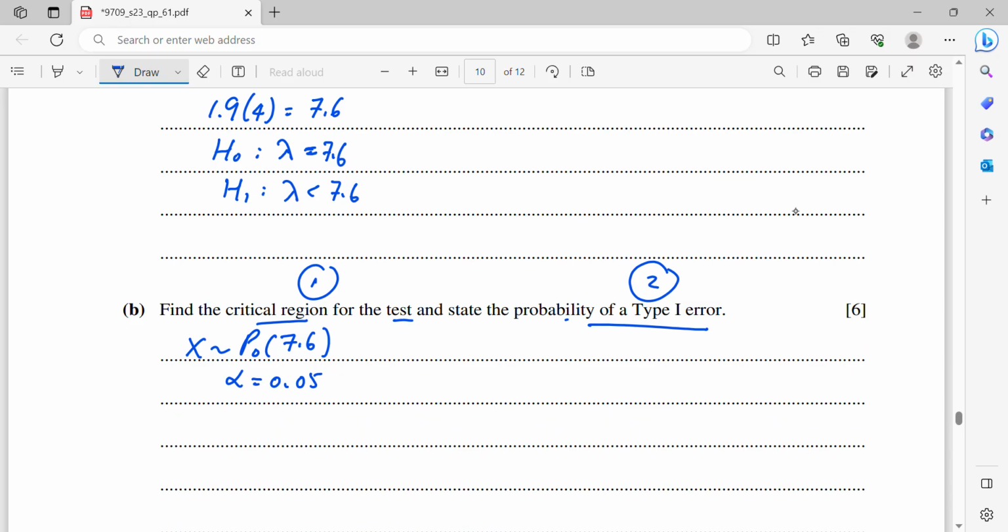Okay, so now I need to count what is my X for which the probability will be less than 0.05. That means that it's a critical region, because alpha is the probability of the rejection region, or the probability of rejecting the H0. So I will start with P(X ≤ 1). P(X ≤ 1) means 0 and 1, so P(X = 0) plus P(X = 1).